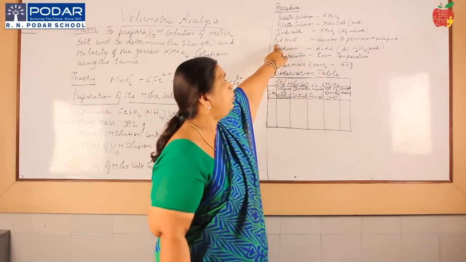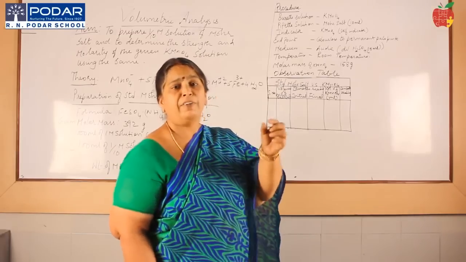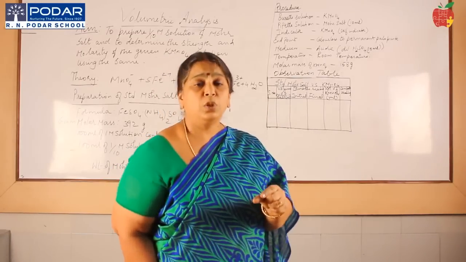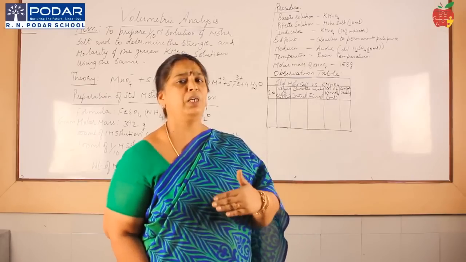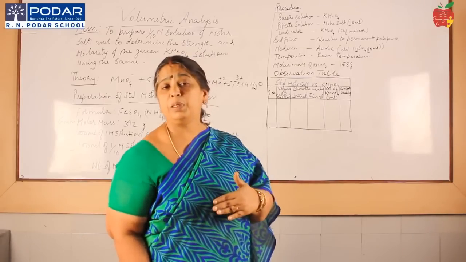Endpoint. What will be the endpoint? It is when you add KMnO4 to the Mohr's salt solution, it becomes colorless, right? So from colorless to permanent pale pink color. Why did I write permanent pale pink color?